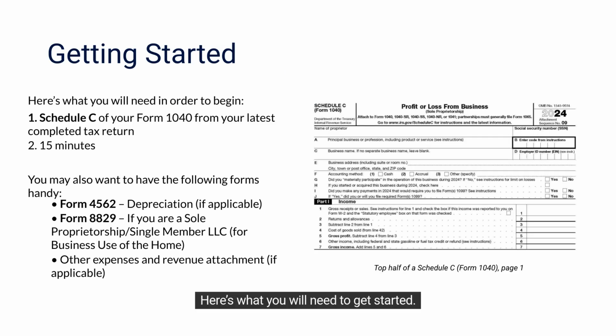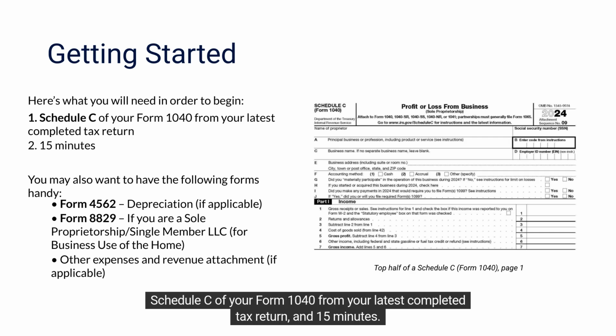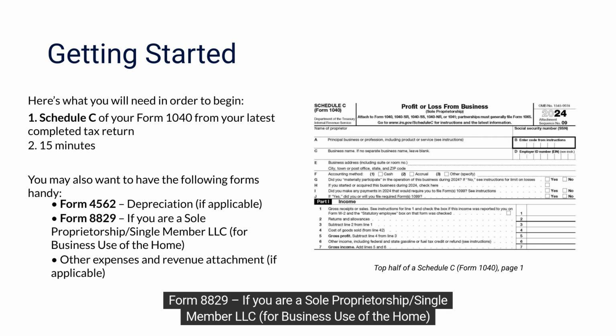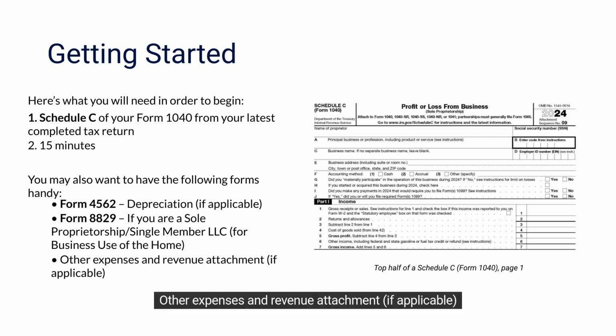Here's what you will need to get started. Schedule C of your Form 1040 from your latest completed tax return, and 15 minutes. You may also want to have the following forms handy. Form 4562 Depreciation, if applicable. Form 8829, if you are a sole proprietorship/single member LLC for business use of the home. Other expenses and revenue attachment, if applicable.